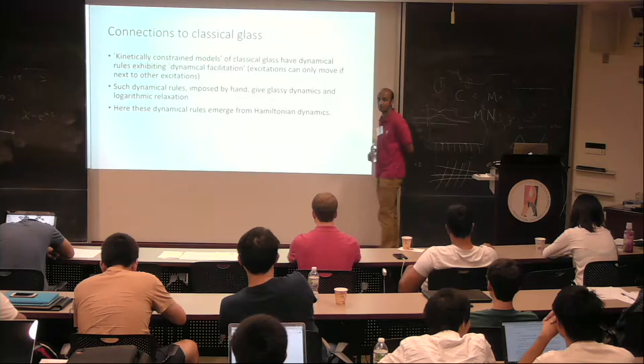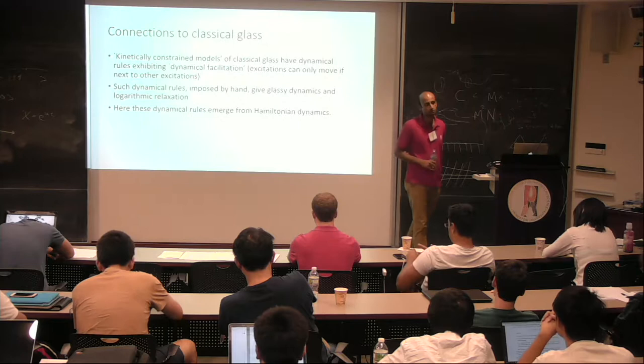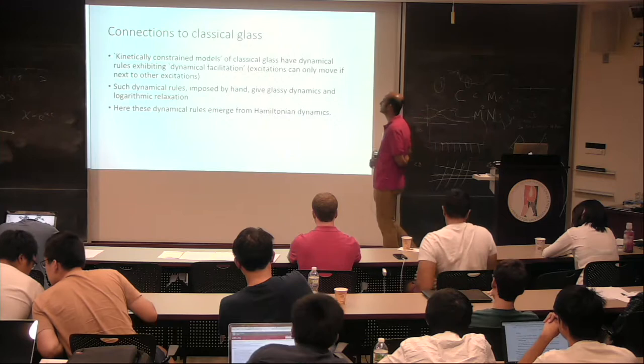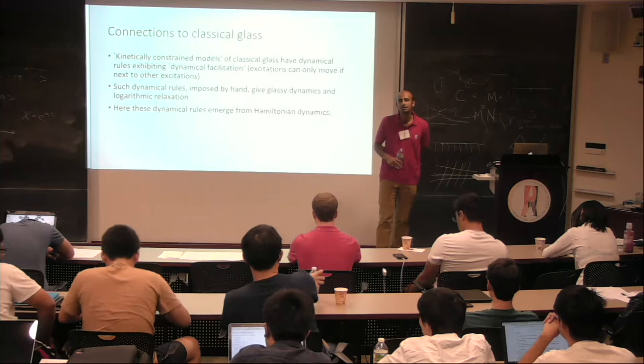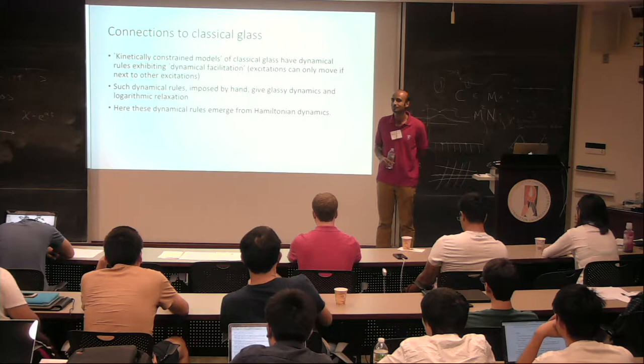Okay, but there are these kinetically constrained models, and these are known to exhibit glassy dynamics and logarithmic in time relaxation. And the dynamical rules that we derive from the fractons are identical to the dynamical rules of the Fredrickson-Andersen models from kinetically constrained classical glasses. It's just that in the Fredrickson-Andersen models, you write down those rules by hand, and here they emerge from Hamiltonian dynamics. But they're the same rules, same dynamical rules, and so you should expect to get the same behavior, logarithmic in time relaxation and glassy dynamics.